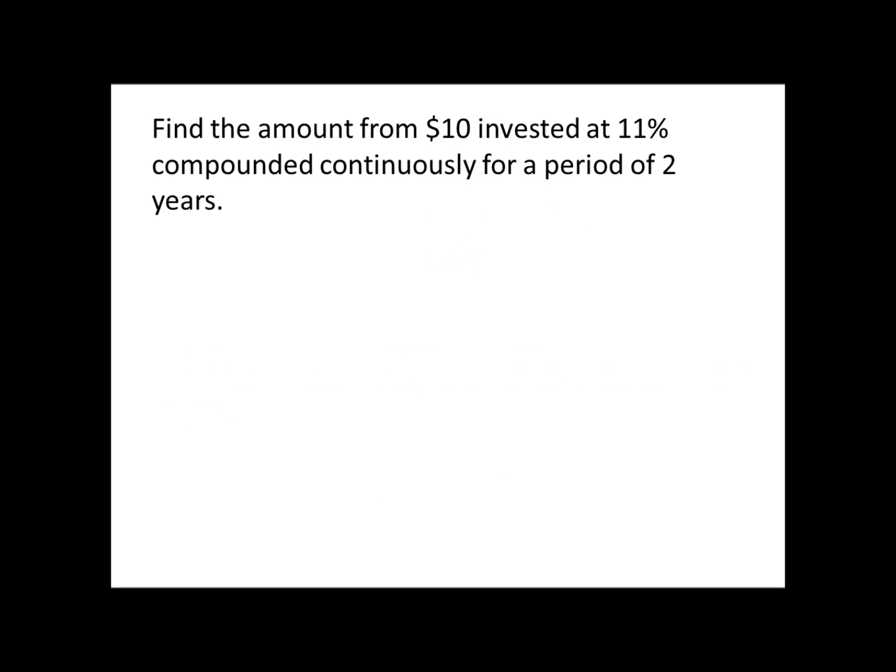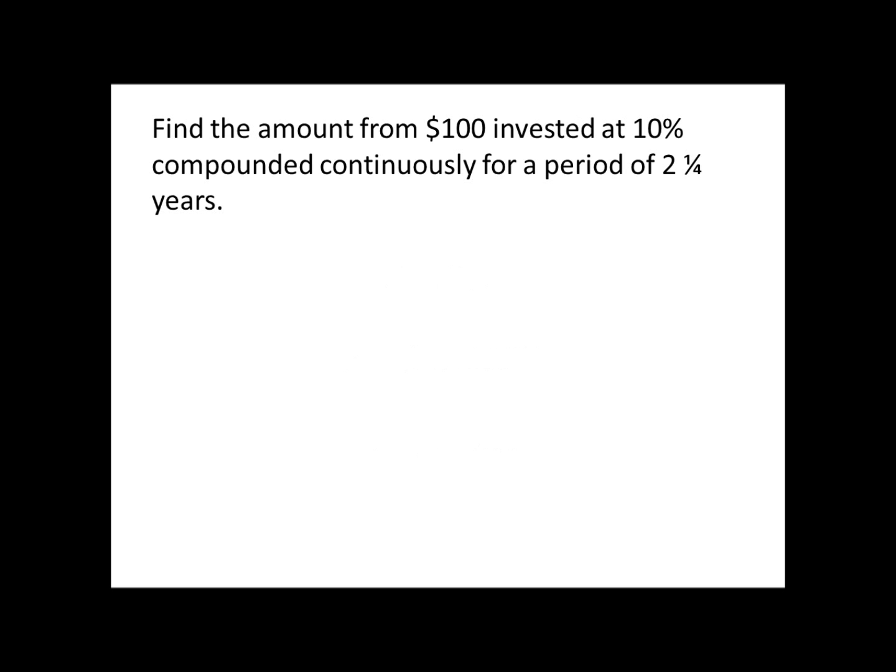Now let's do some example problems. It says find the amount from $10 invested, so they're telling us our P value, at 11%, that's our rate, compounded continuously, they're telling us which equation to use there, for a period of 2 years, and that's obviously our time. Now we're obviously going to use the A equals Pert equation. We're going to plug in $10 for our principal. We're going to plug in 11% for our rate. But remember, when you plug in a percent, you have to change it into a decimal. So it becomes 0.11 when I actually plug it in for my rate. Now it's just calculator work. Type it into your calculator. You get $12.46. So if you invested $10 at 11%, after 2 years, you'd have $12.46 sitting there.